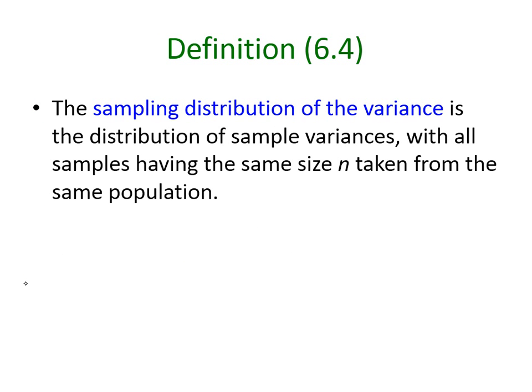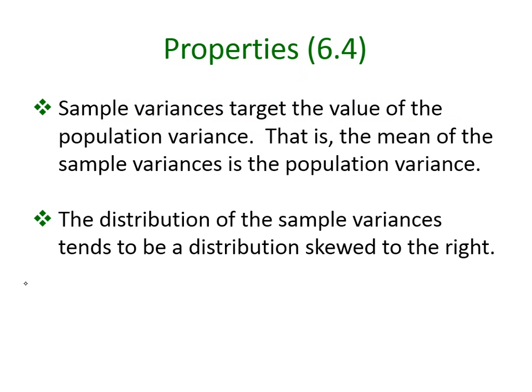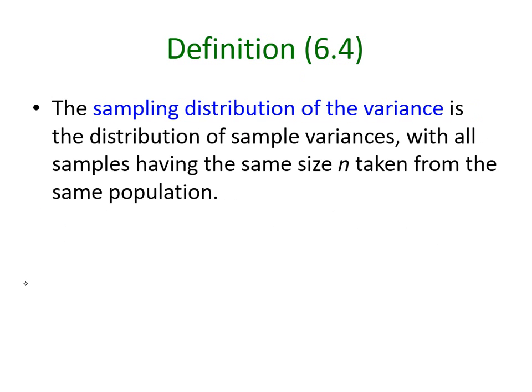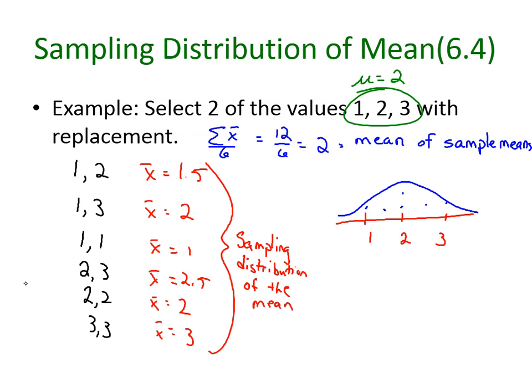If we look at the sampling distribution of the variance, this is the distribution of sample variances with all samples having the same size n taken from the same population. So when we go through and find the variance, if we were taking the variance of each one of these, let's refresh our memories on finding variance.